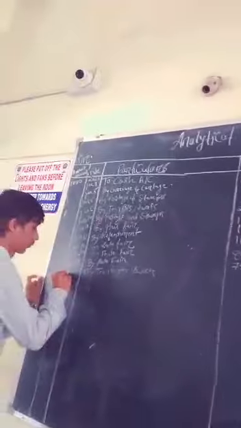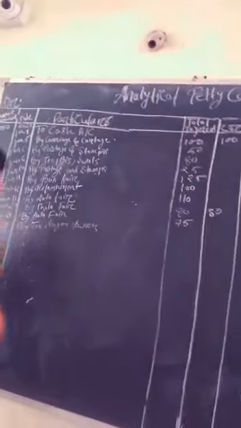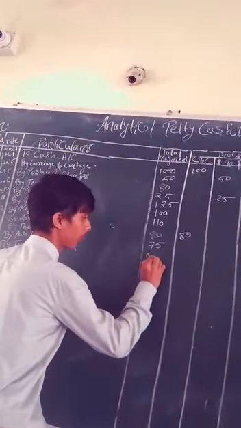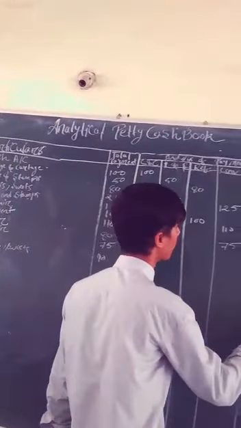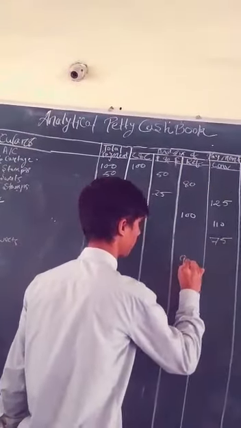Next, purchase tea, sugar and sweets, rupees 90. Buy tea, sugar and sweets. Date 22nd January. Total 90 and refreshment 90. Write in refreshment 90 again.